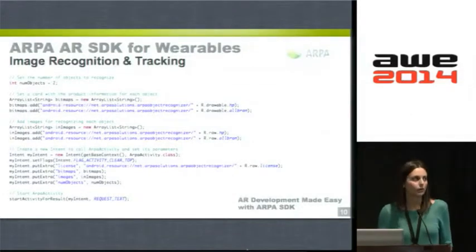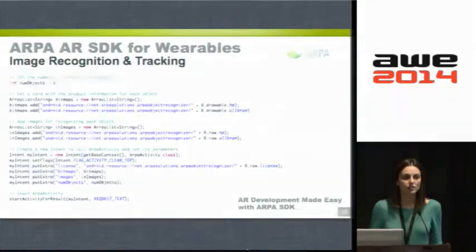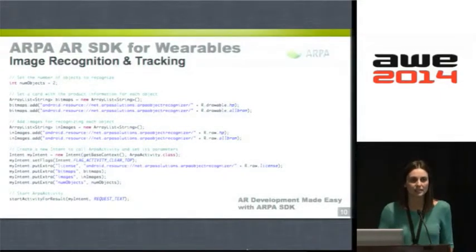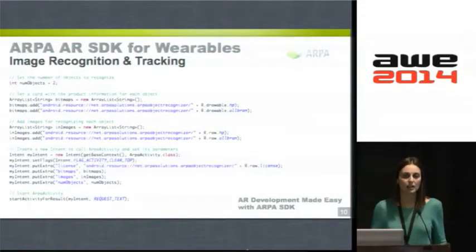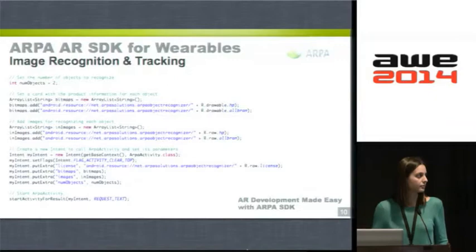This sample of code shows how easy it is to use our SDK. As you can see, with a few lines of code, you can create an AR app that detects two objects and displays information about them. The first part of the code sets the images that you are going to recognize, and the second part of the code sets the information that you are going to display. Finally, you only have to launch the activity.